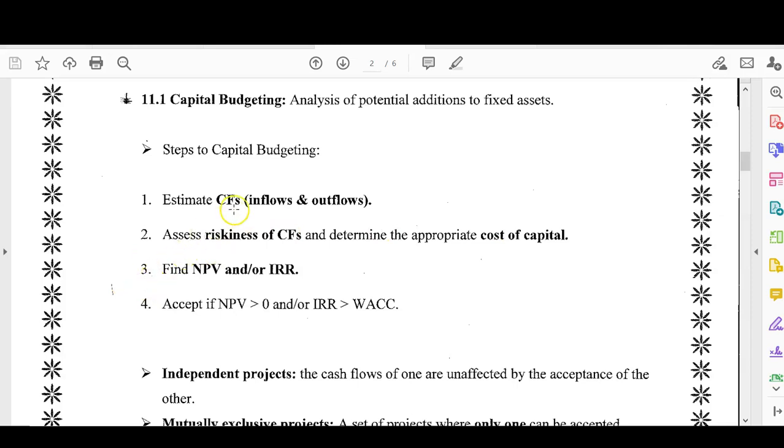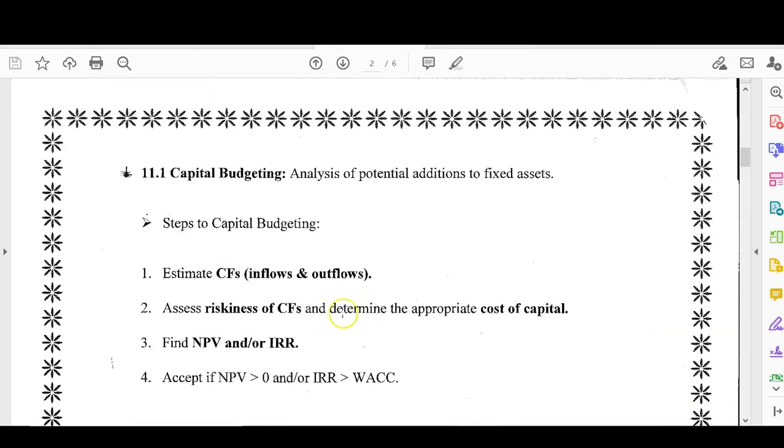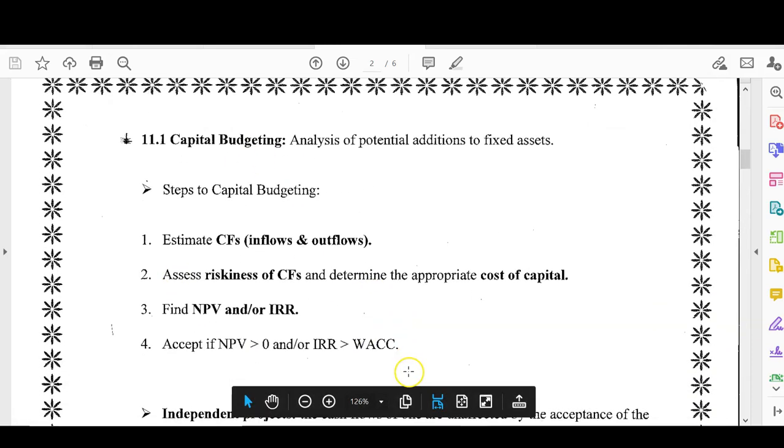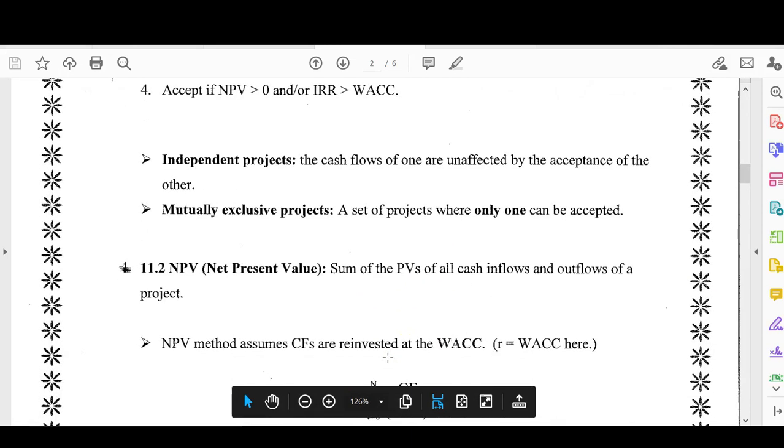Step 3, we will use our discount rate to discount all the cash flows to find net present value, NPV, or IRR. Step 4, we will accept the project if NPV is larger than 0, which means we will make profits, or IRR is larger than WACC, which means the return is larger than the cost. We will have examples to carry out these steps to make decisions on the projects.